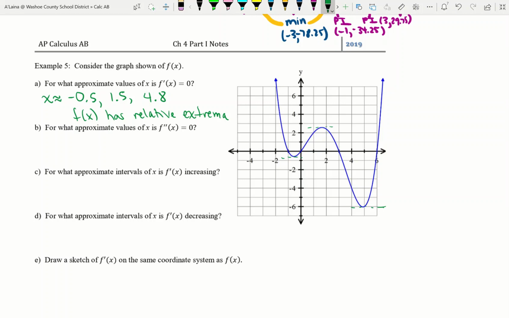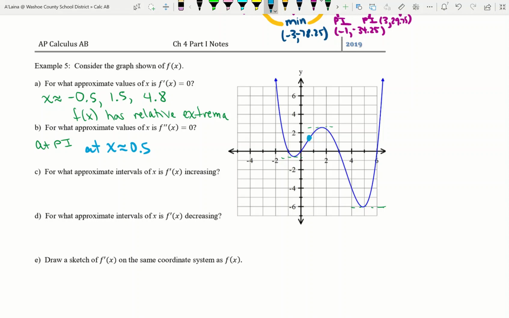Well, the second derivative would be equal to 0 where we have a change in concavity. So I'm going to try to find out where those points of inflection are. And so I'm concave up. Somewhere in here, I'm switching to concave down. Now, where is that exactly? I don't know. I'm going to approximate this at 0.5. Someone else might say 0.7 or maybe even 1. So there would certainly be some grace given there.